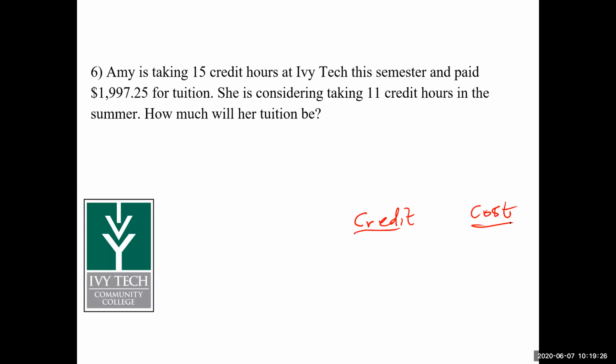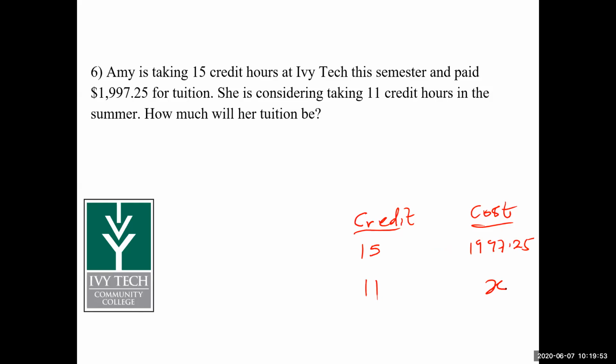So Amy is taking 15 credits at Ivy Tech. So 15, and Amy pays 1997.25 for tuition. She's considering taking 11 credits. So I'll put 11 right under credit. And we want to know how much Amy is going to pay for the summer.